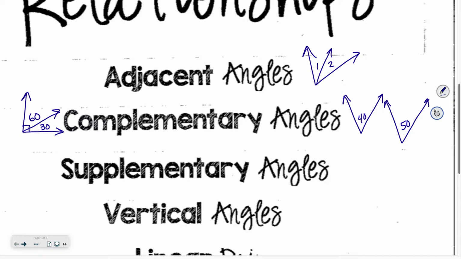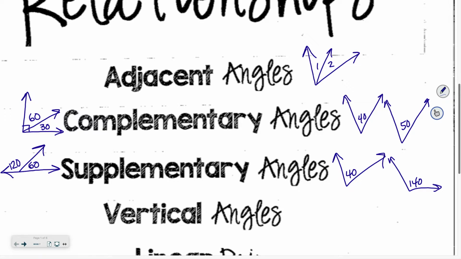All right, supplementary means what? Equals 180. In supplementary angles, you have 2 options as well. They can be adjacent, so they can look like this. We could have a 60 over here and a 120 over here. But they don't have to be adjacent. They could just be like 40 and 140. So supplementary angles are going to equal 180 degrees. They can be adjacent or non-adjacent.